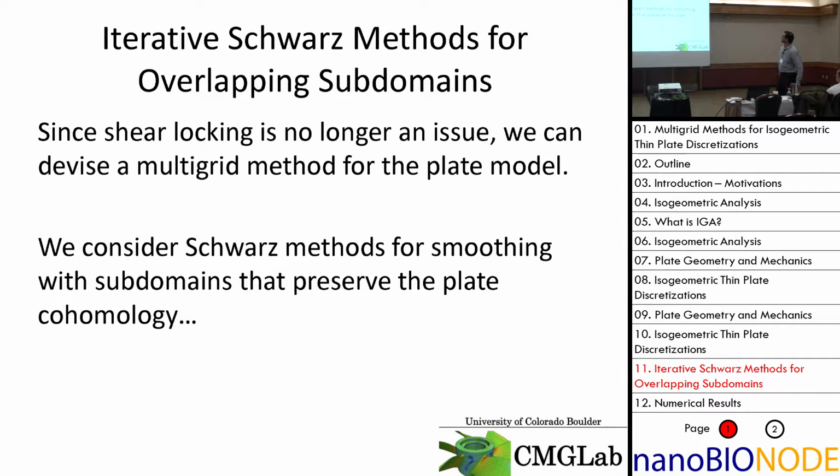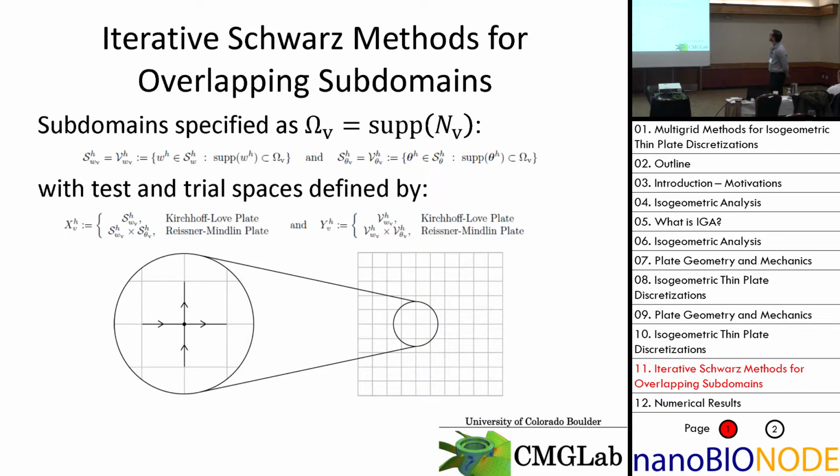So now since shear locking is no longer an issue, we can devise a multigrid scheme so that this all works. We use Schwarz methods because we can choose our subdomains so that the translational and rotational degrees of freedom communicate with each other freely. So here's an example of our subdomain. If this is our control mesh, and we look at one smaller part of it, we have our vertex, basis functions, and our edges, and this right here defines our subdomain.